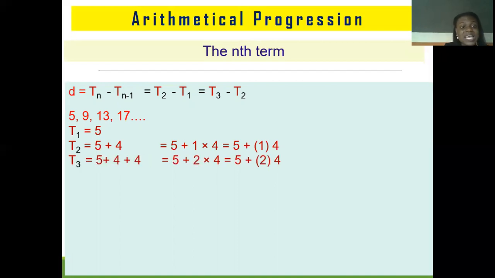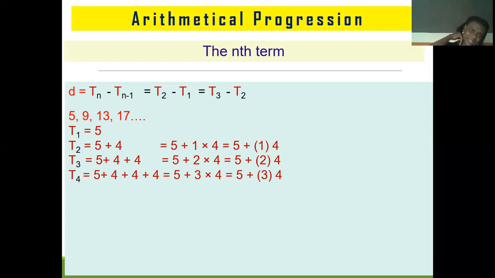Now, T3 can also be expressed, that's 13, can also be expressed in terms of 5. So we have 5 plus 4 plus 4. That's an addition of 4 2 times. So that can be written as 5 plus 2 now times 4, right? That's 5 plus 2 into 4. I hope you're seeing the pattern. Let's do the next one. T4 now is 17. It can be written as 5 plus 4 plus 4 plus 4. So that's 5 plus 3 times 4. So that's 5 plus 3 into 4.